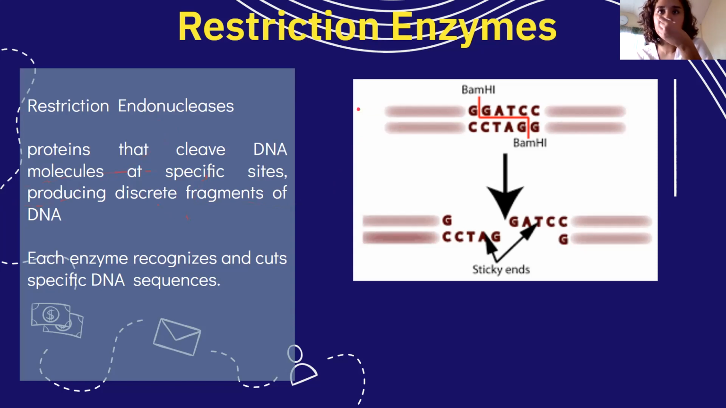Okay, example, ito, BamHI. So, pag na-detect na itong GGATCC, and its complementary base pair CCTAGG, it would cut it in such a way na mukhang step ng stairs. Yan. So, specific yan na. Ito lang talaga yung paggupit niya. Yan. So, this is the end fragment and it will produce a sticky end.